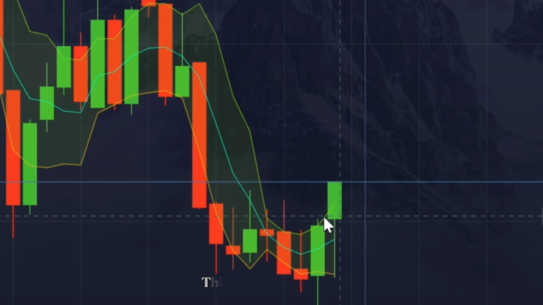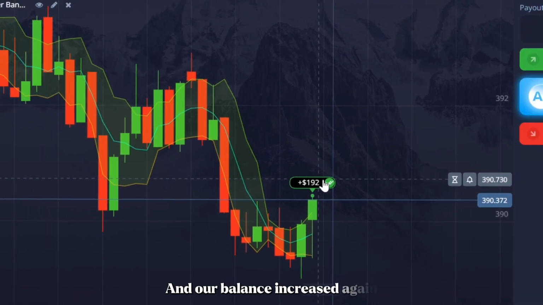As you can see, this trade is also a win, and our balance increased again.